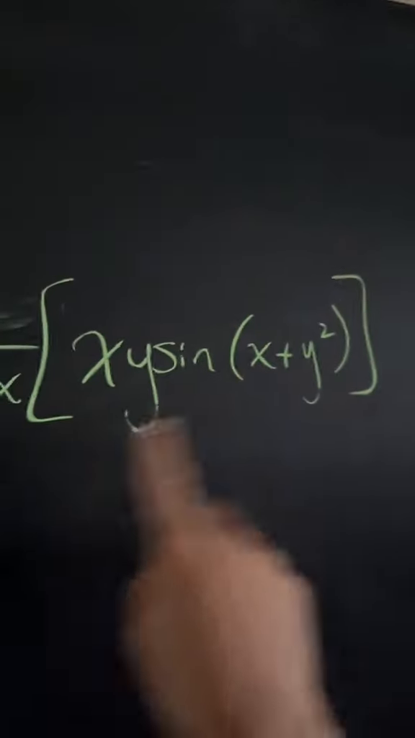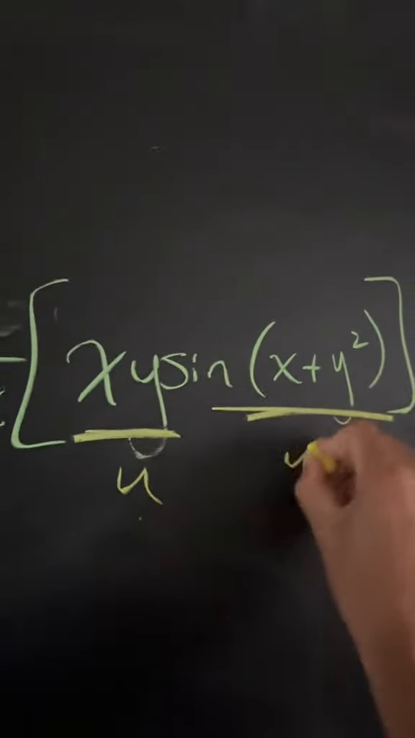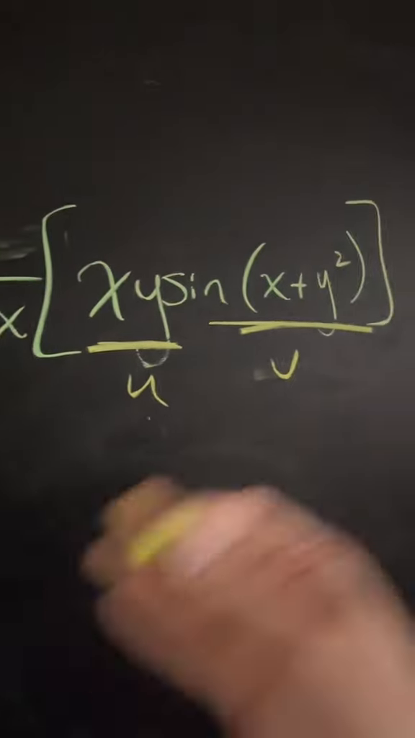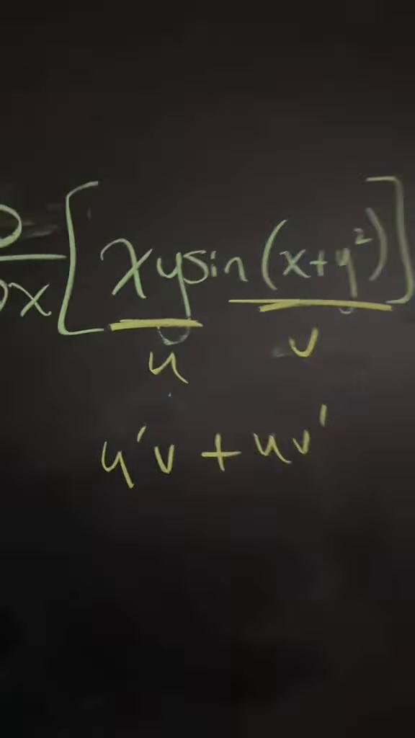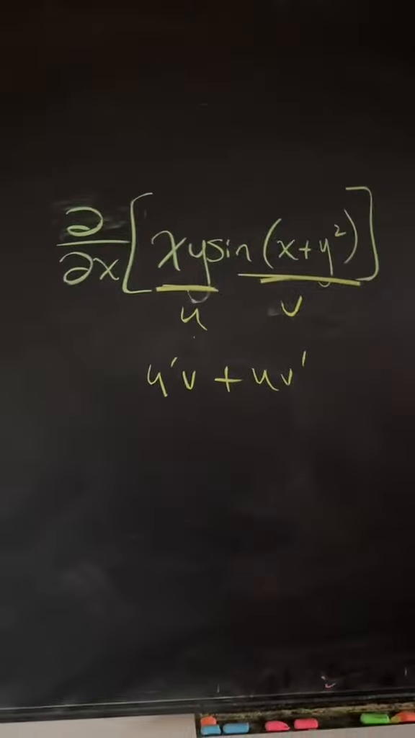So I have two things being multiplied. This function here, you can call this your u. This function here, you can call this your v. There we go. So we're going to solve this by taking the product rule. So we're going to do u prime v plus u v prime. We're just going to follow the same rules that we learned in Calc 1 and Calc 2.